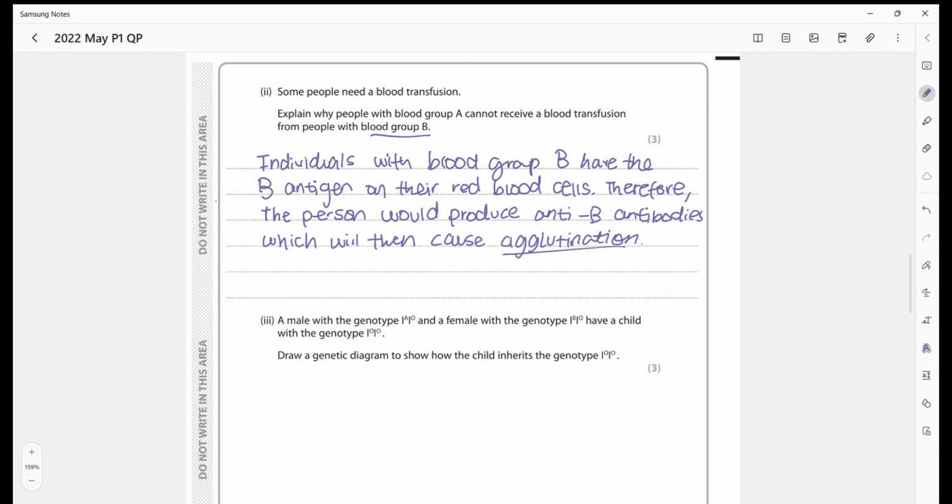So agglutination is one mark. You have to talk about the antibodies that get produced, and you have to talk about how there are B antigens on the red blood cell. So those are the 3 marks.